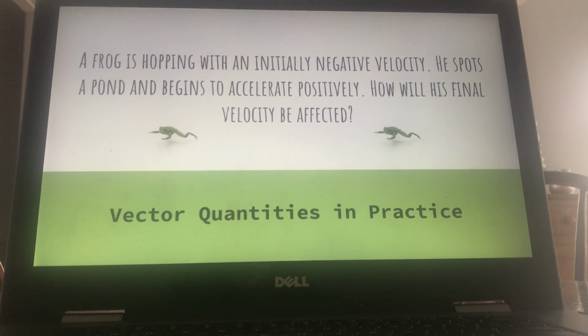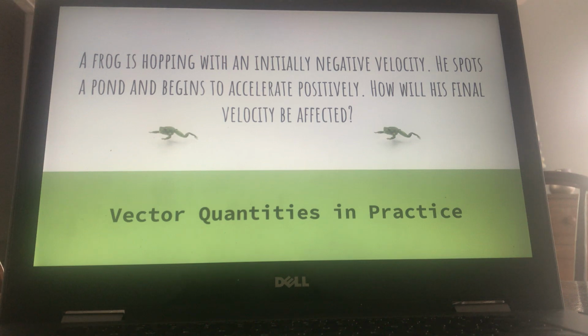So I have this example of a frog hopping with initial negative velocity. So he's hopping in a negative velocity. This doesn't mean he's losing velocity. It just means the value of his velocity is negative. He spots a pond and begins to accelerate positively. How will his final velocity be affected?